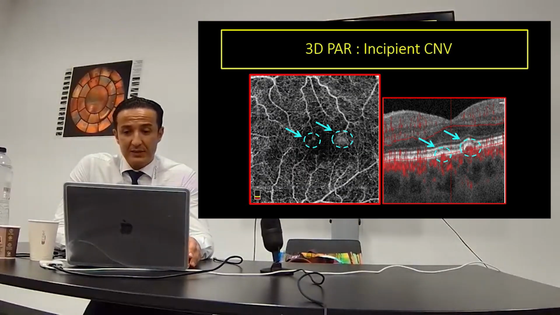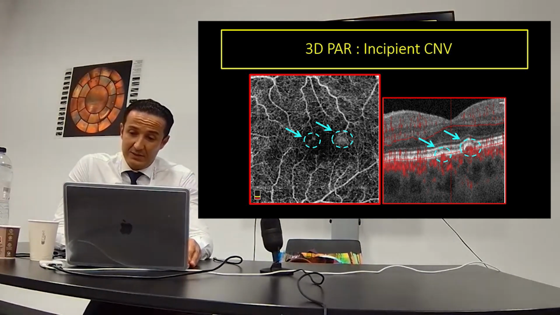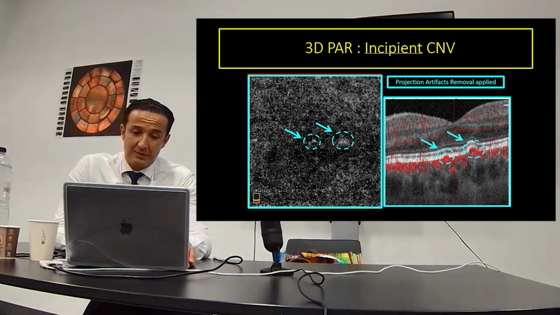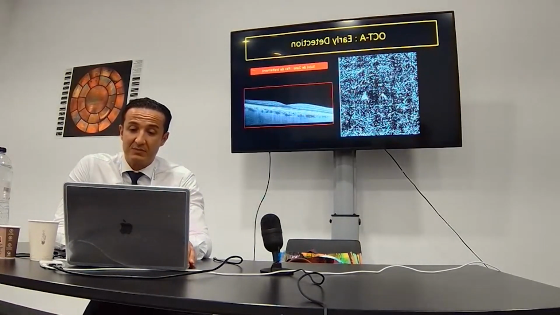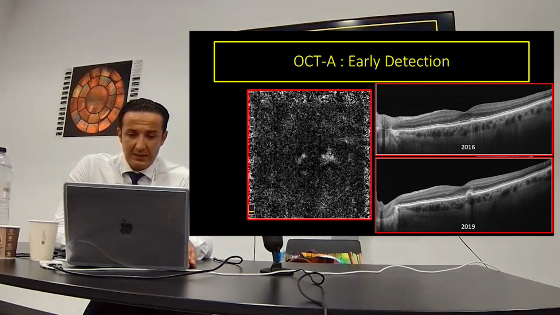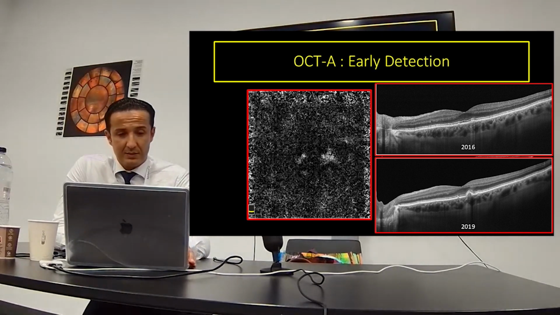With PAR, you can improve the sensitivity to CNV screening. In this case of incipient CNV, with PAR, you can isolate the decorrelation signal. Also, on the OCTA overlay on the B-scan, you can follow this patient 2 years after with the ingrowth of the CNV, but no exudation associated until 3 years after. And look here, the difference with the B-scan. Here we observe a slight PED, but with no exudation.